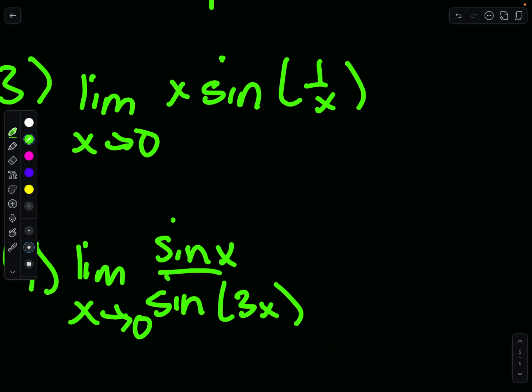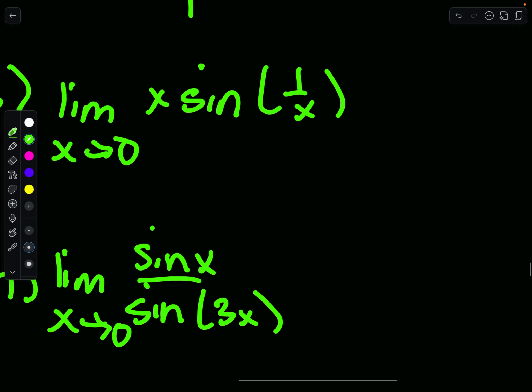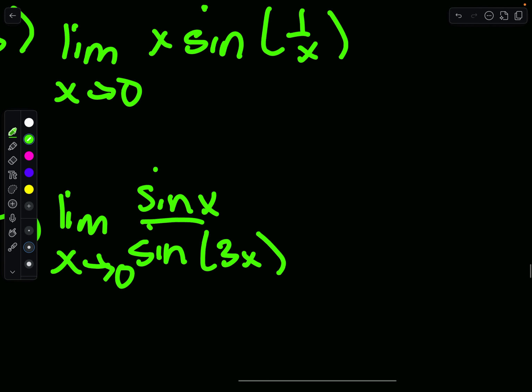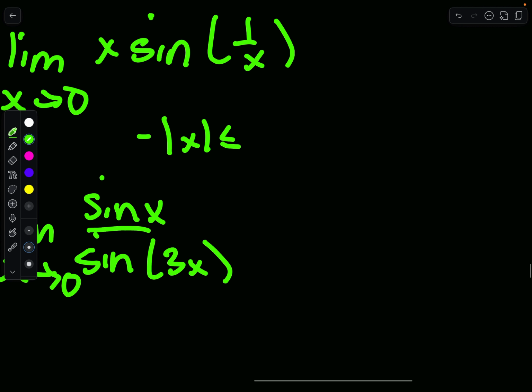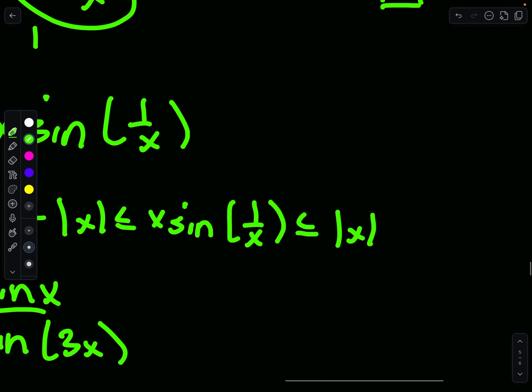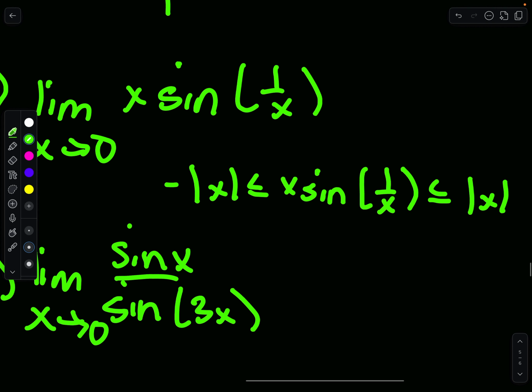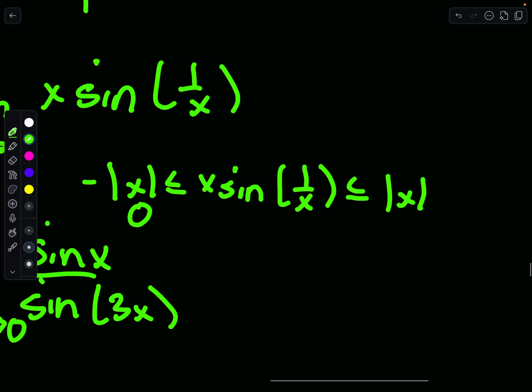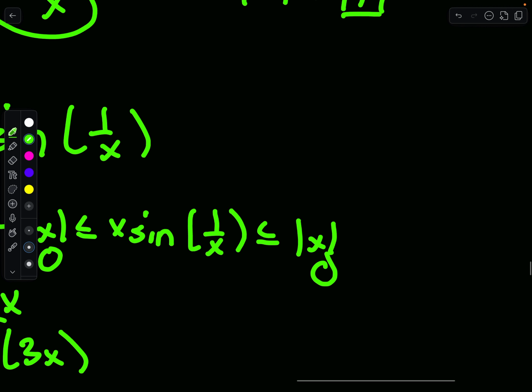Now for this next one, use squeeze theorem. You get negative absolute value of x is less than or equal to x sine 1 over x. It's less than or equal to the absolute value of x. And from here, this goes to 0. This goes to 0. So then this goes to 0.